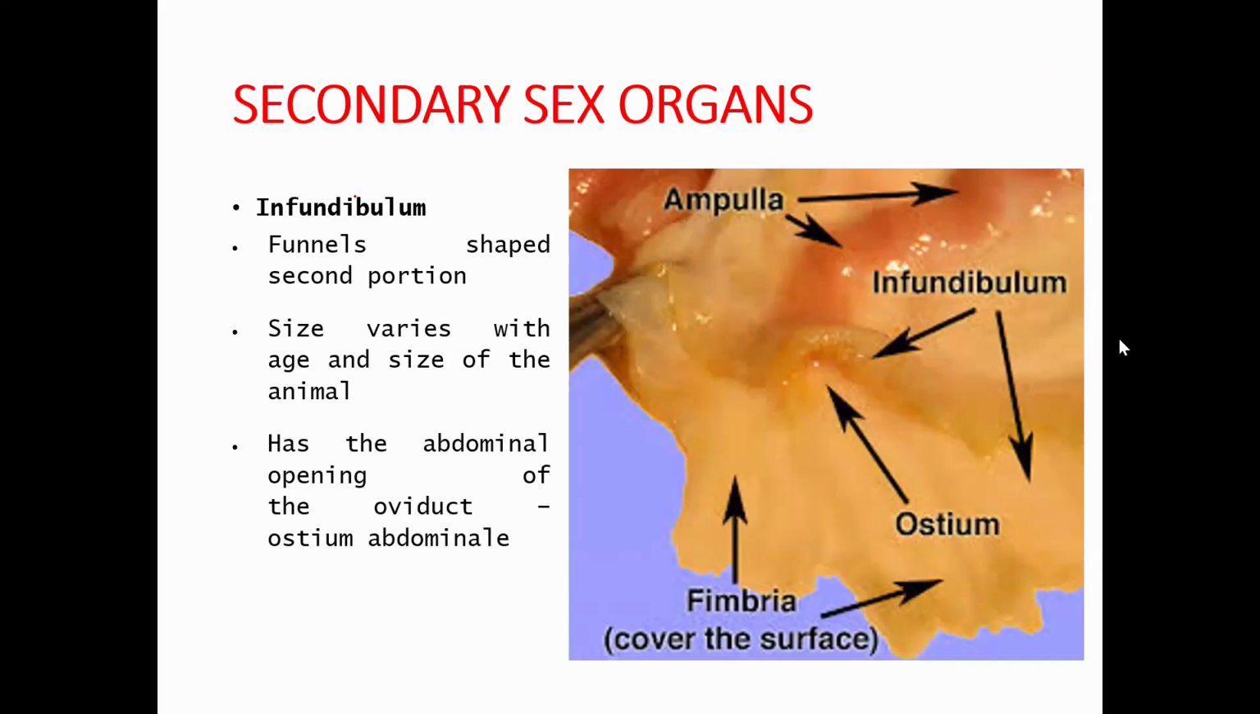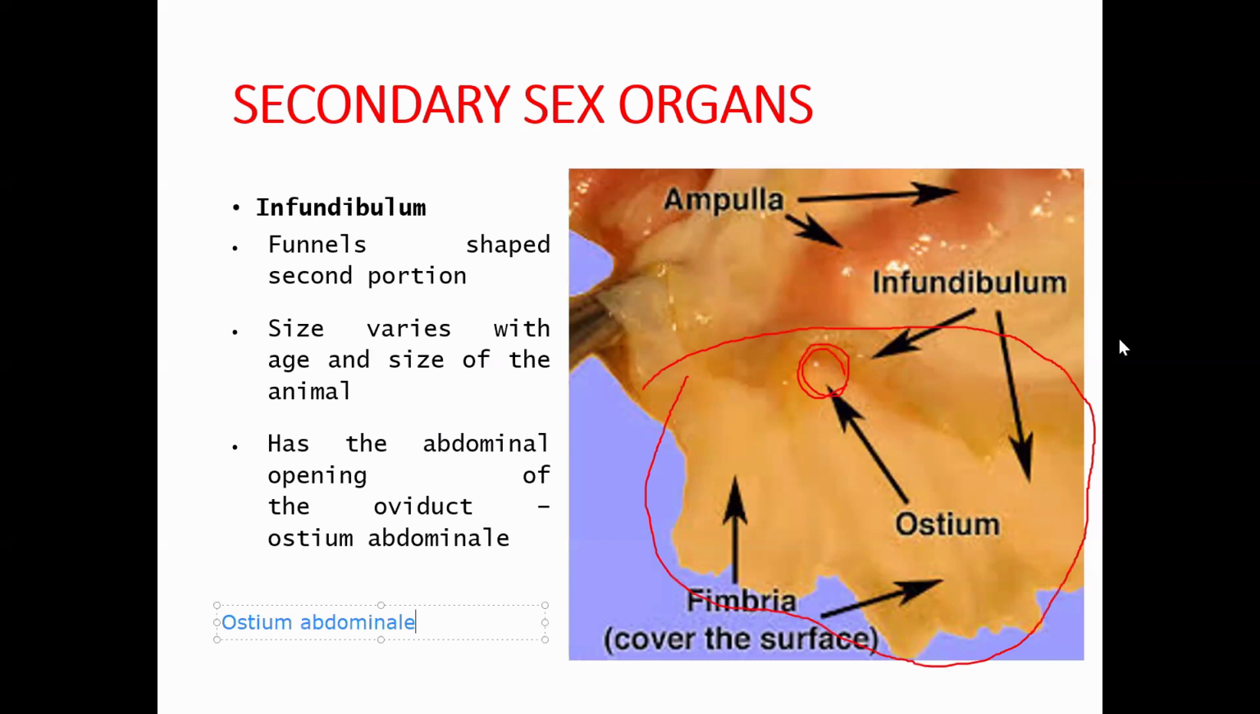For today, we have the secondary sex organ. So we have the infundibulum. When we say infundibulum, this is a funnel-shaped structure that is present in the oviduct. Okay, and in the picture on the right side, this is the whole infundibulum, together with the fimbria. And this is ostium abdominale. That is ostium abdominale.